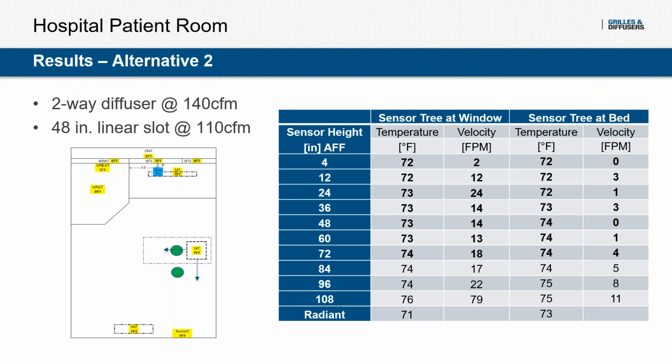We also noticed that the velocities are much lower in the occupied zone. We're not seeing those higher 50 to 40 feet per minute velocities in the occupied zone. So this will be less likely to cause drafts. We do see that at the window, at the 108 inches off the floor, we're seeing some higher velocity of 79, but since this isn't in the occupied zone, it shouldn't be an issue. And it is expected, as we had a slot diffuser in the ceiling, so we're getting that high velocity from that slot diffuser.